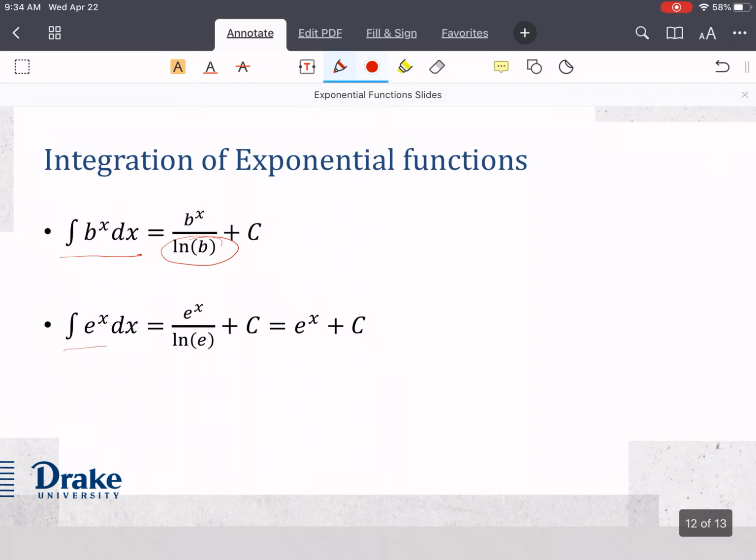Special case for it is e to the x. So the integral of e to the x has to be e to the x divided by ln e. You realize ln e is always 1. And for this reason, the integral of the exponential function e to the x is basically itself plus c.